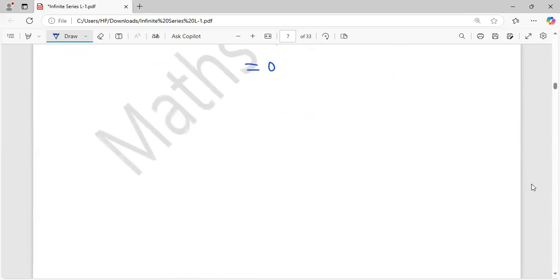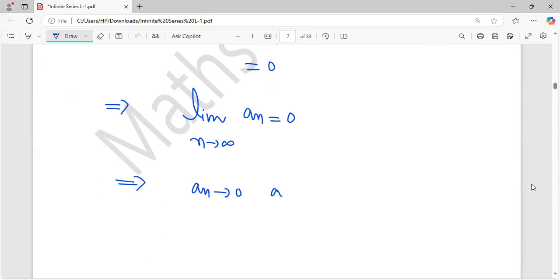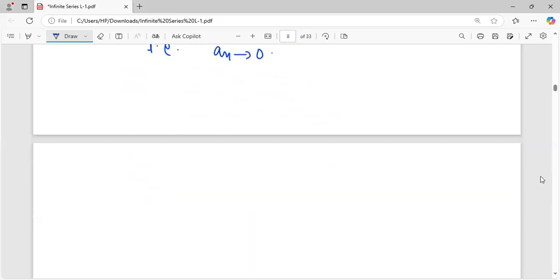So this implies limit n tending to infinity an is equal to 0. This implies an tends to 0 as n tends to infinity. That means an tending to 0. Okay. So now what is the meaning of this result?